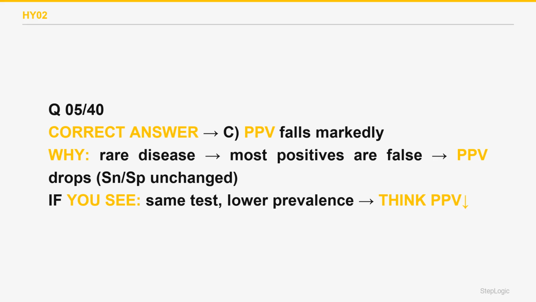Saying PPV is unchanged confuses it with sensitivity and specificity, which are the prevalence-independent properties. PPV always moves with prevalence. Choice B wrong. Sensitivity does not fall with prevalence. It is fixed by how the test performs in the diseased, regardless of how common the disease is. Choice D wrong. Lower prevalence makes PPV fall markedly.